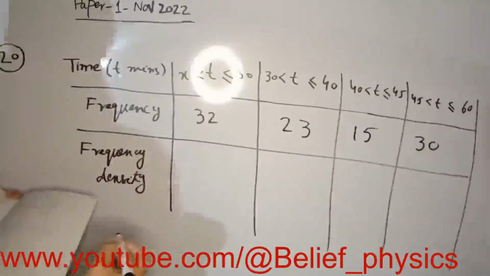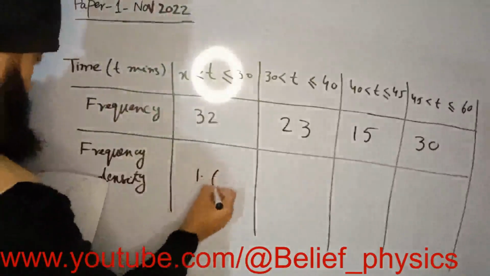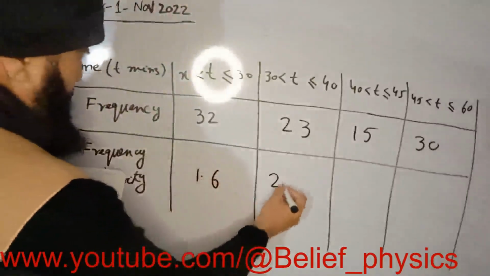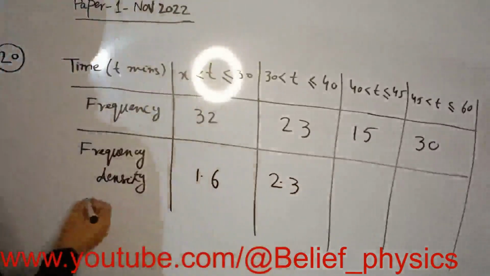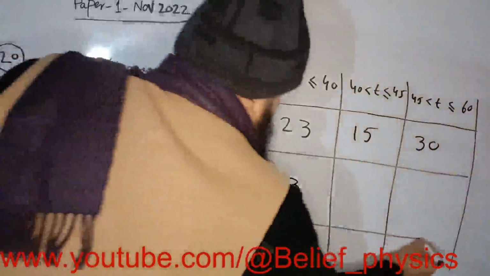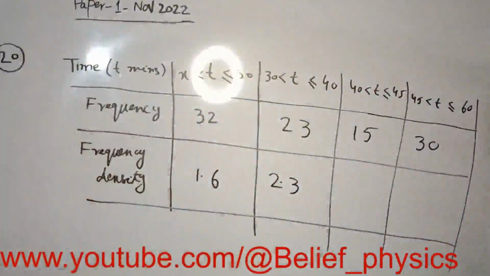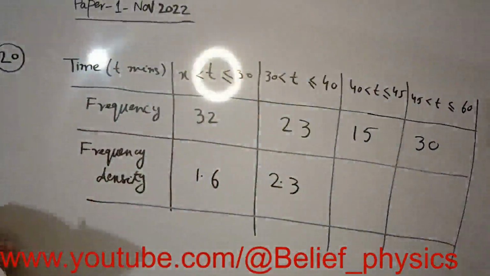And then frequency density is given as 1.6, 2.3, and then 2 columns which are empty here.